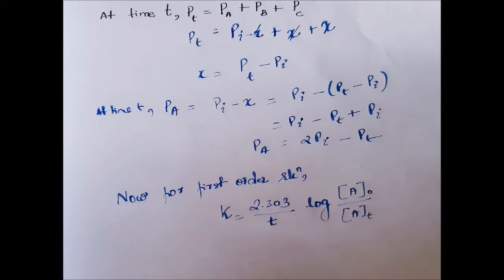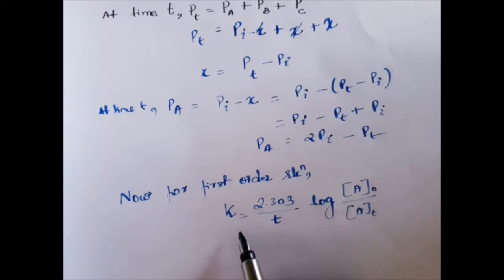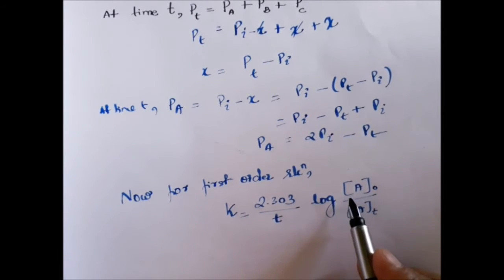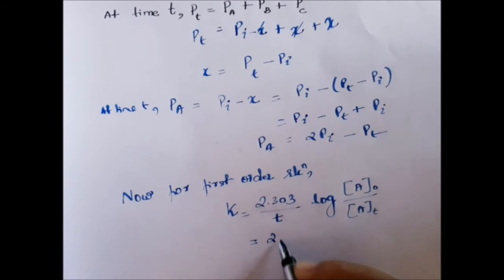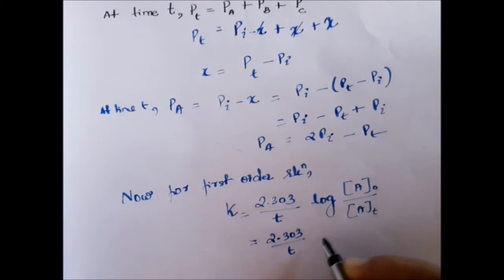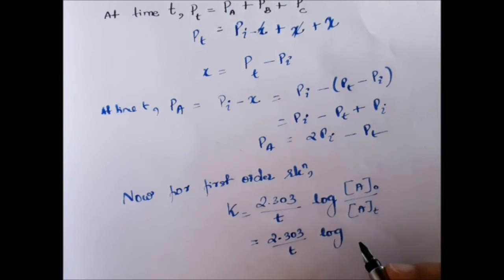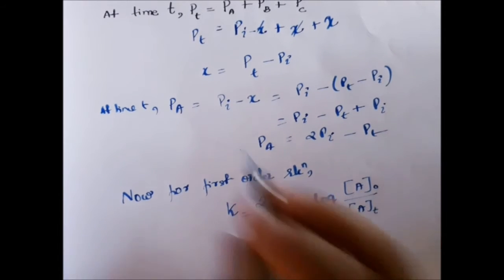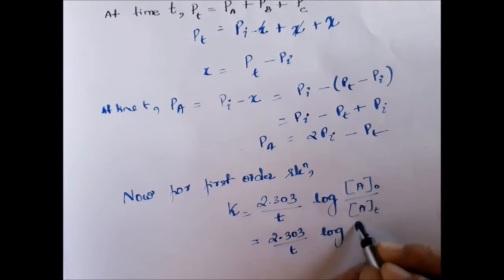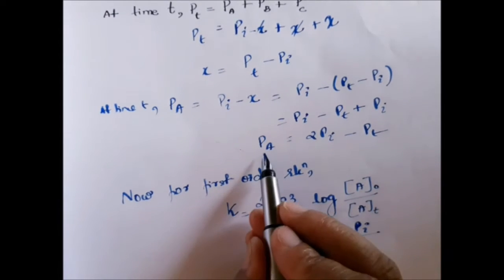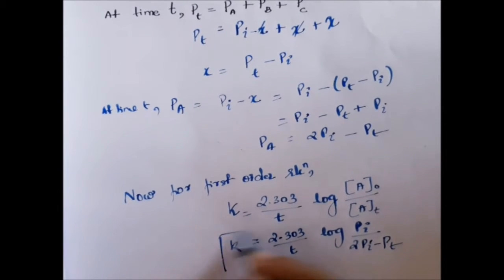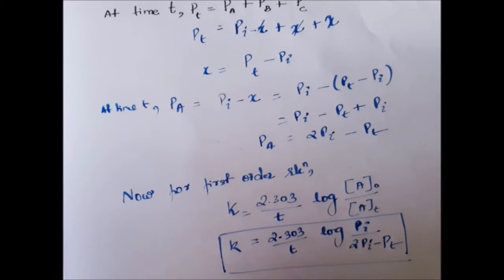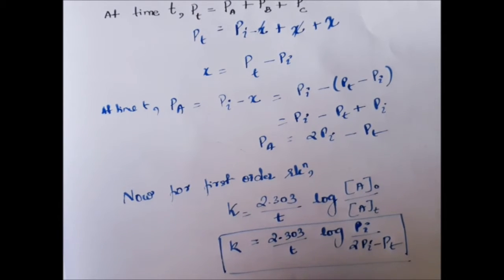Now for a first order reaction, we have already derived the integrated equation as k equal to 2.303 by t log of initial concentration by concentration at time t, right? If your reaction is of gas only, we'll write concentration in pressure. So the initial pressure is Pi, and we got the pressure of A at time t as 2Pi minus Pt. So this is the integrated rate law equation for a typical first order gas phase reaction.